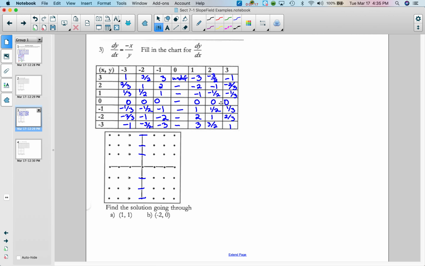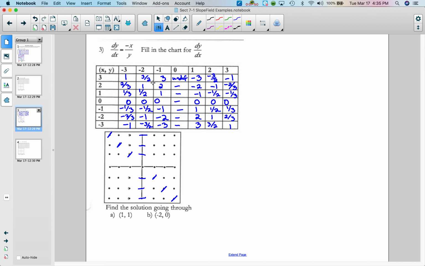Next, I'm going to do the ones. So I notice at 3, -3, I have a 1. So again, I like those because they're just 45-degree angles. At 2, -2, we have that. At 1, -1. At -1, 1. And at -2, 2. And -3, 3. So those are all those.